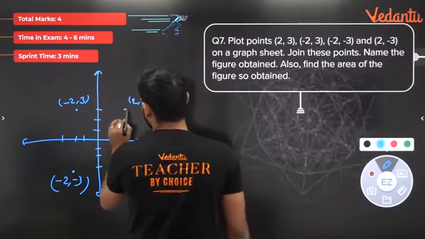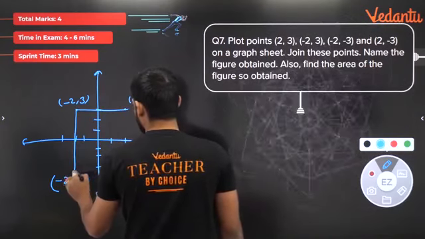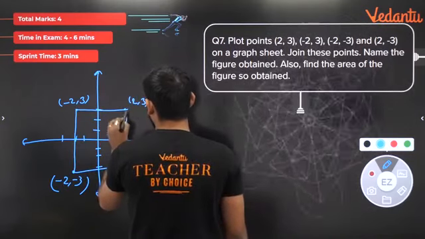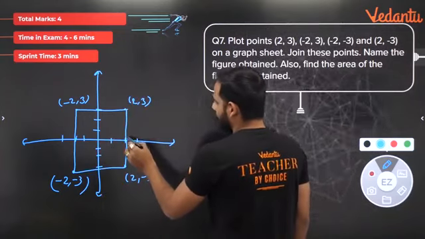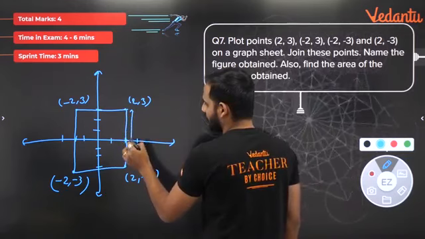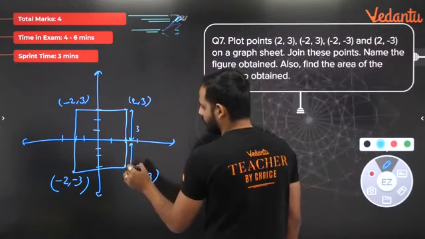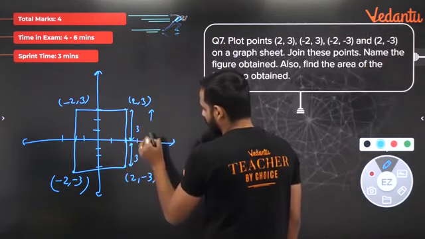So if I join all of them, definitely you will see that we are getting a shape which is a rectangle. Now to find out the area, see, from here to here it is 3. From here to here it is 3. So overall this whole distance is 6.